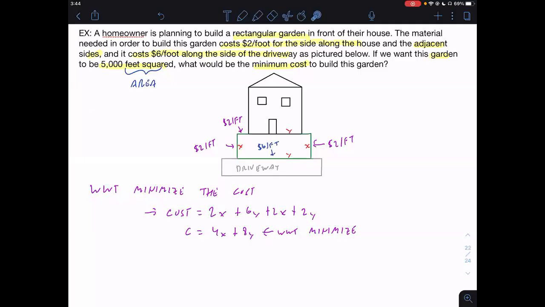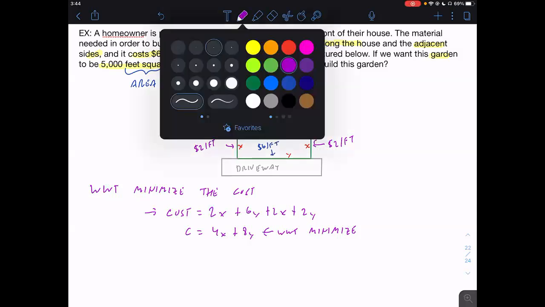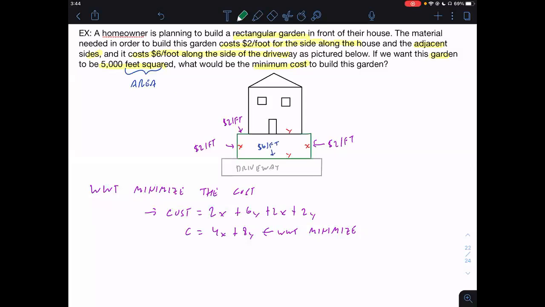We have to make sure that if we want to find a derivative and the critical value, we have to rewrite in terms of just 1 variable. So how can we do that? Well, what given information do we know about this garden that we're trying to build? We know that the area on the inside has to be 5,000 feet squared. Meaning, when we find the area by multiplying x times y, the inside should be 5,000.